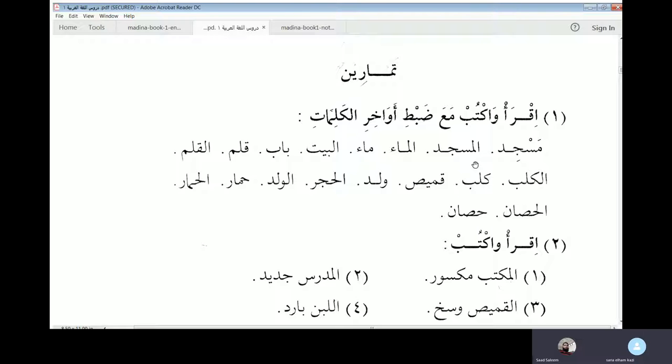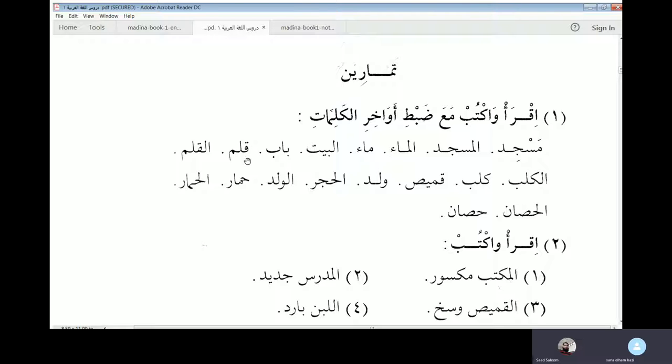Okay. Masjidun, al masjidu, al ma'u, ma'un, al baytu. So I guess we can do it in English. Masjidun, al masjidu, the masjid. Al-ma'u, the water. Ma'un, a water. Al-baytu, the house. Babun. So my question is, do we actually say a water? In English grammar, we don't usually say a water. But in Arabic, we use it. Okay. Babun.